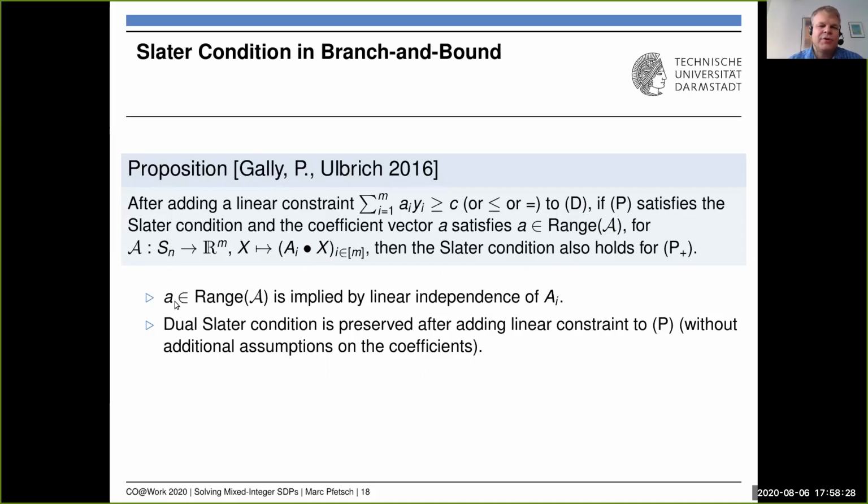So this condition, a in the range of this linear operator, is already implied if the original matrices A_i are linearly independent. So it's not too harsh a restriction. The dual Slater condition is preserved after adding such a linear constraint to P. So this is the analogous result. And there we don't need this additional restriction that a is in the range. So this is a positive result. By adding linear constraints, we inherit Slater's condition under the condition of this proposition.